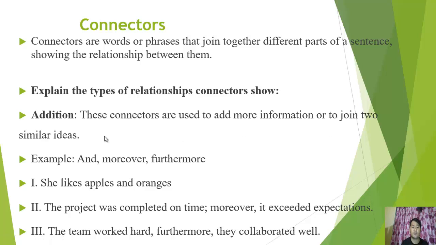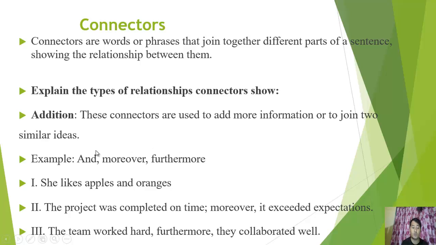Sometimes there are situations where we need to add two different ideas or similar ideas in a sentence. So in this situation we use these addition connectors to add more information or to join two similar ideas. Under this addition, there are three examples. These are and, moreover, furthermore. These connectors are used to add more information or to join two similar ideas.